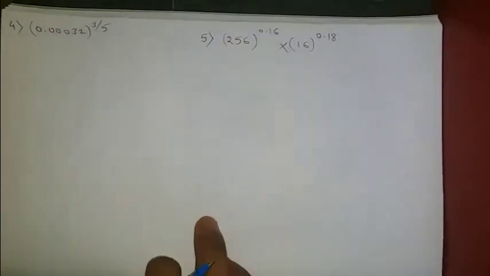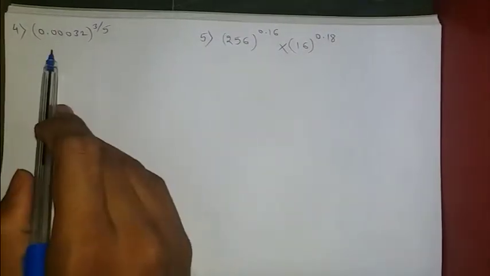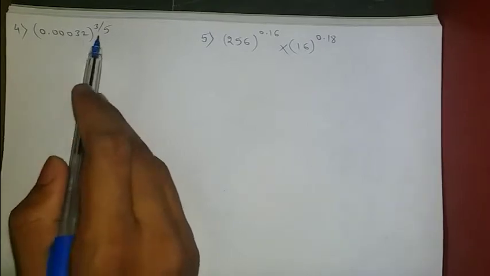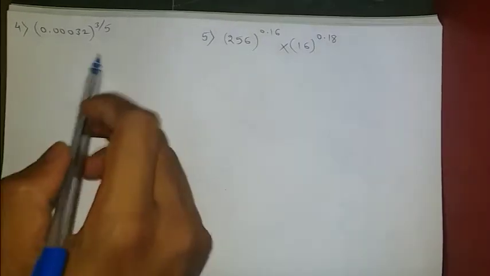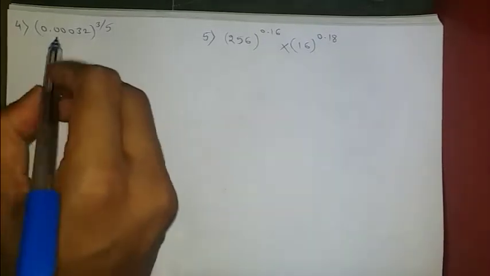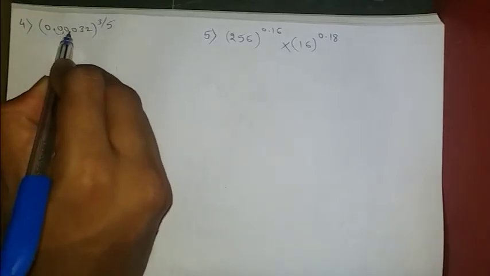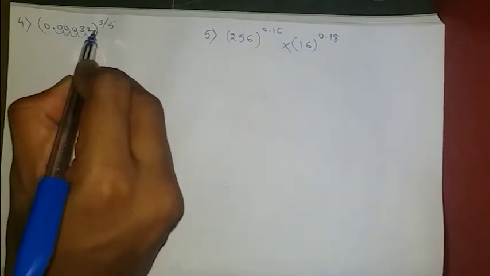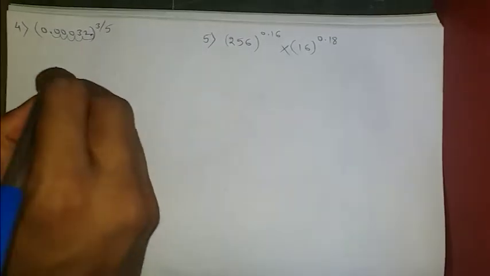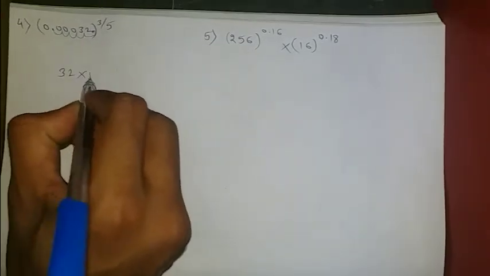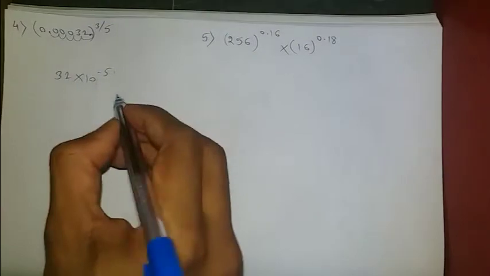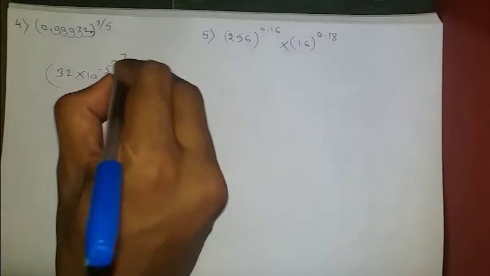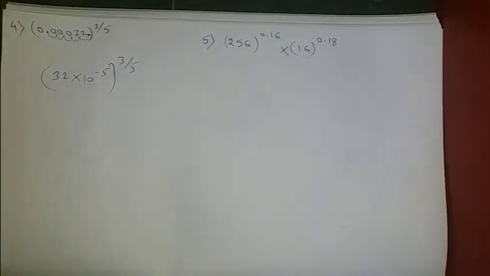Okay, if you look at the next question, what is the value of (0.00032)^(3/5)? This 0.00032 can be written with 1, 2, 3, 4, 5 digits; we need to move towards the right side. So that is (32 × 10^(−5))^(3/5).